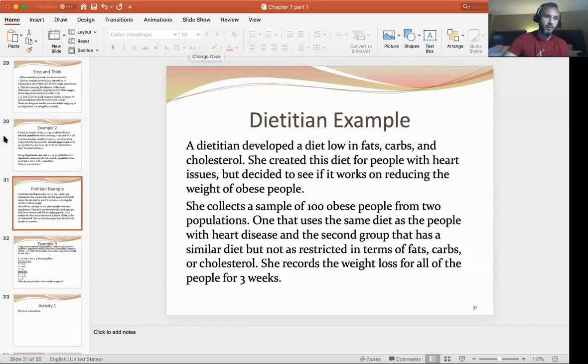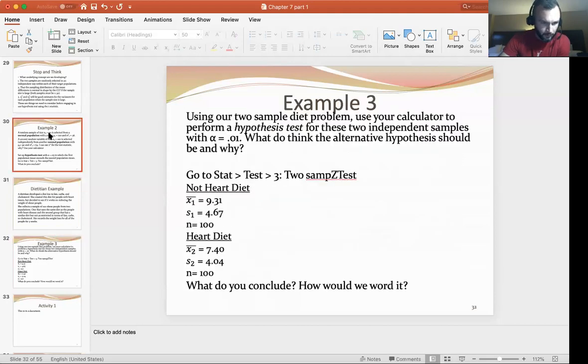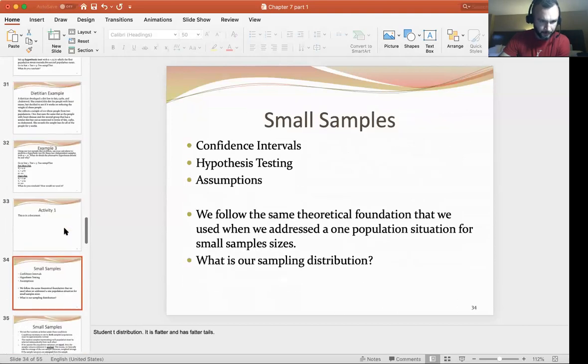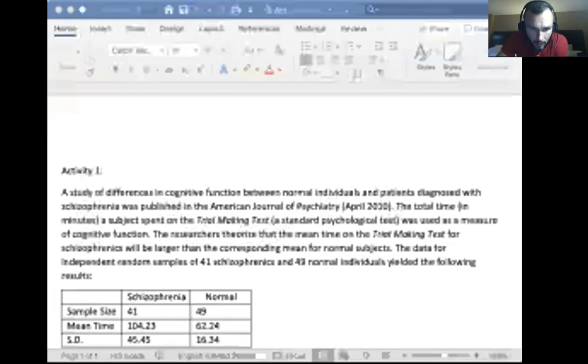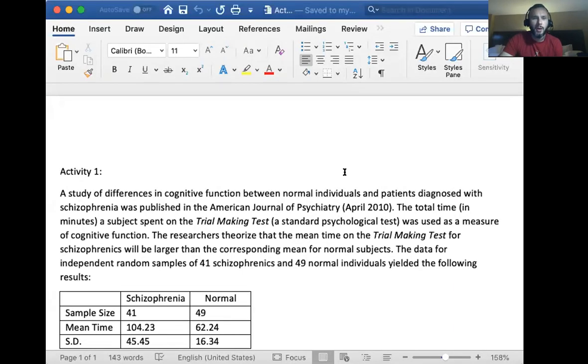And okay, so now we're going to go on to another activity. This is in a document that is in D2L. I'm just going to pull it up here, activity 1. So we're going to go to share, activity 1. All right, let me find activity 1. Okay, does everybody see activity 1? Yep. Okay, thanks.